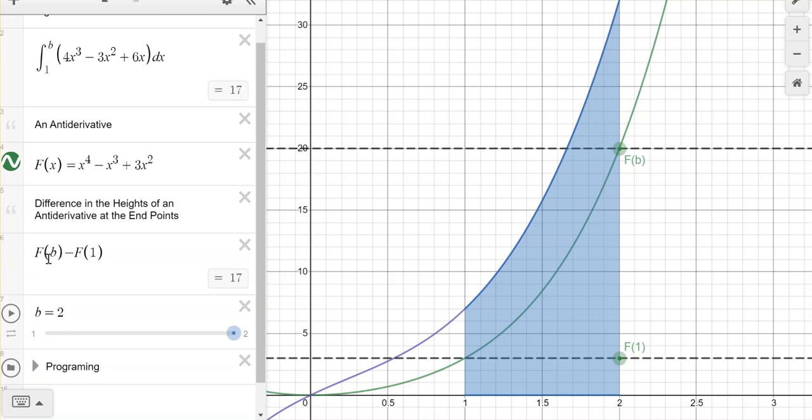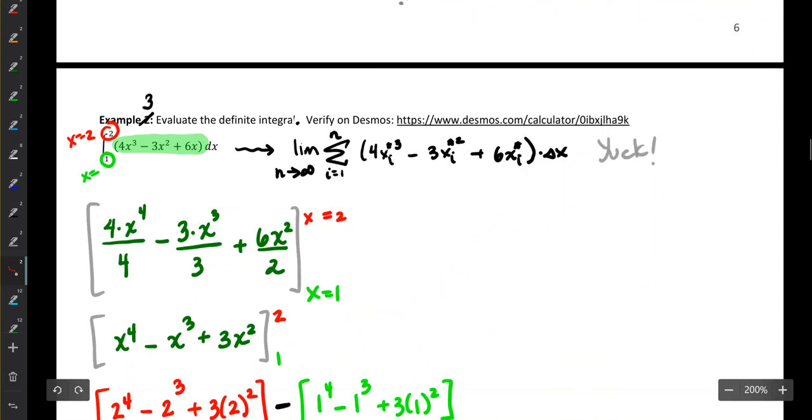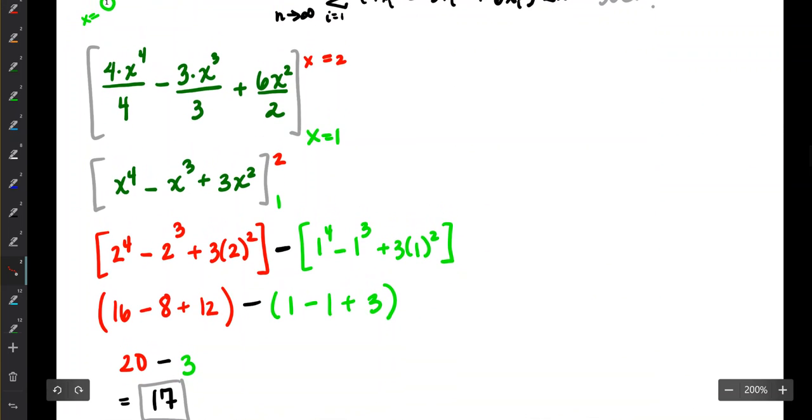Evaluating that at the endpoints, when b is 2 here on my slider and a is 1, notice that this height, I don't know if you can see my cursor right here, but I'm right on that dot. That height, that y value minus this y value, well, that is our 20 minus our 3. And 20 minus 3, that height, that length right there, is the same number as the area under that curve, right? So pretty slick. We are asking ourselves a totally different question.